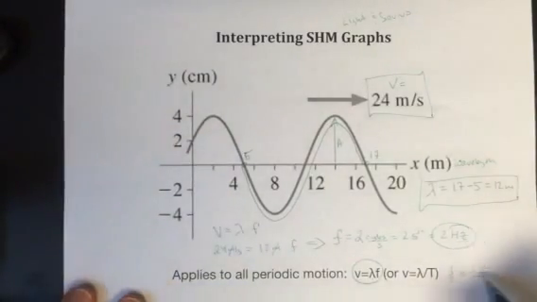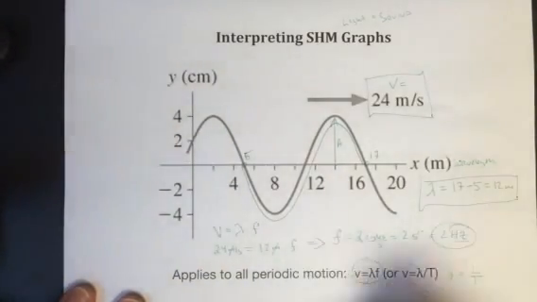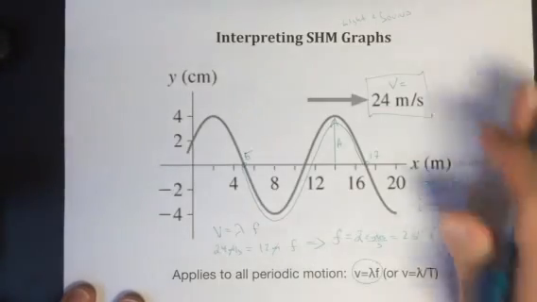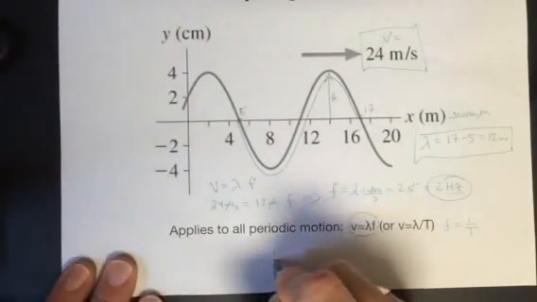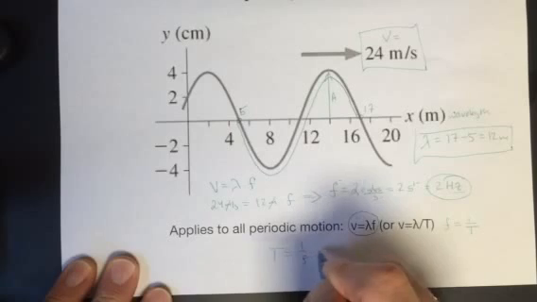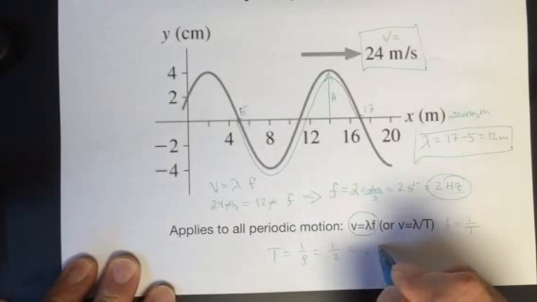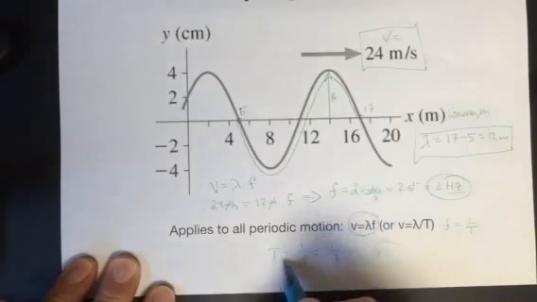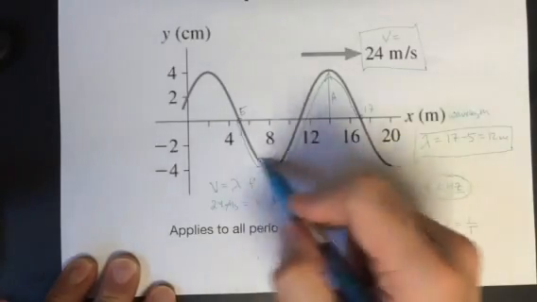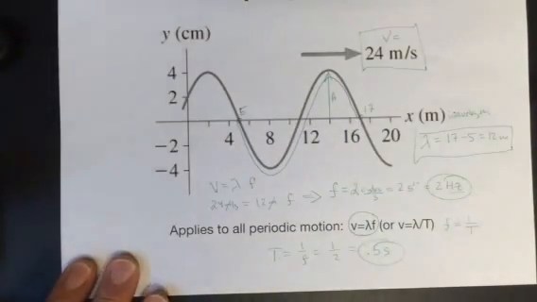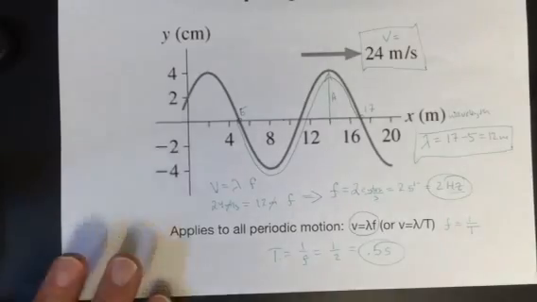Now, let's take this opportunity to figure out what the period is. Since F is equal to 1 over T, what that means is that T is equal to 1 over F, or 1 over 2, and that's 0.5 seconds. So the period of time for one complete cycle is going to be equal to 0.5 seconds.